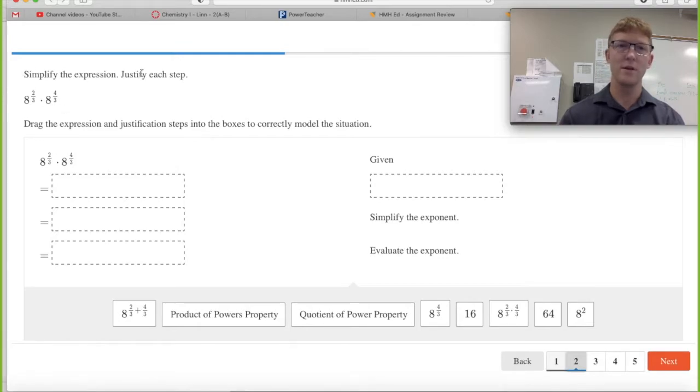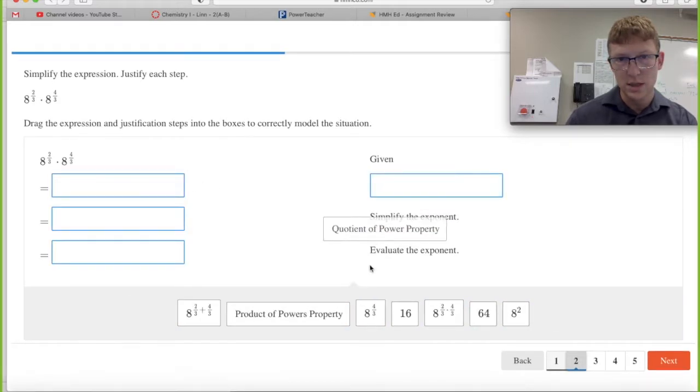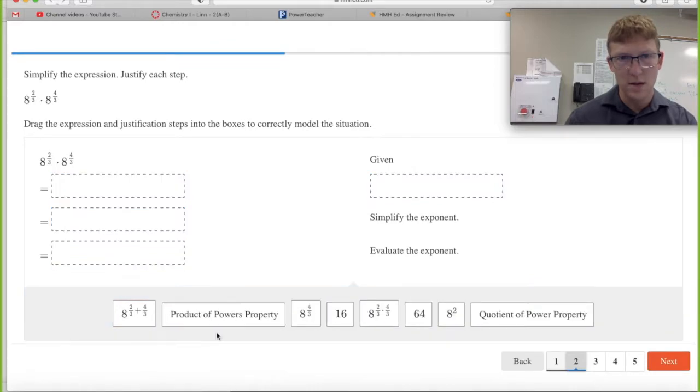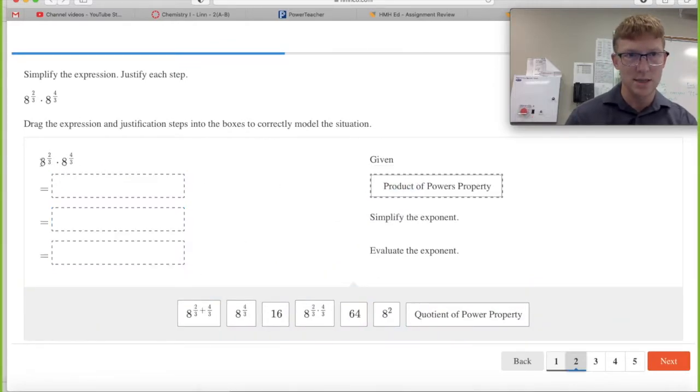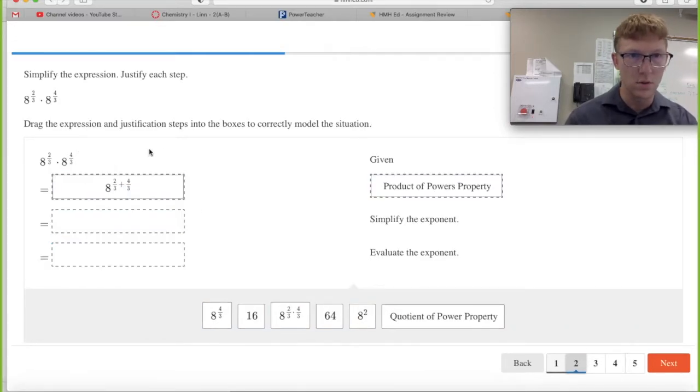Simplify the expression, justify each step. Here I thought it was just simplify the expression, and we'd be good to go. But no. So the first thing we do, I would add my powers together to get 8 to the power of 6/3. That would be the product of powers property, because that is a product. I did that part in my head, so whatever.